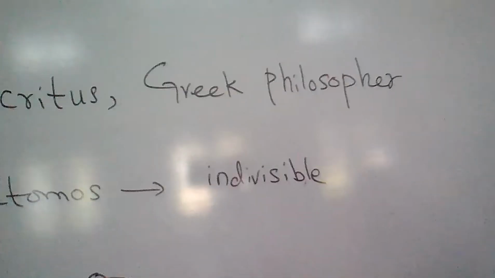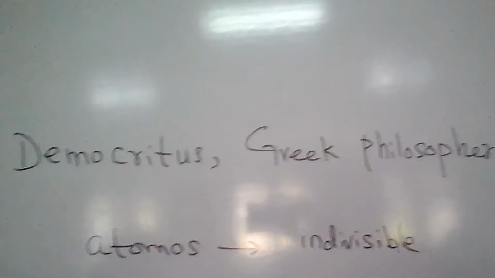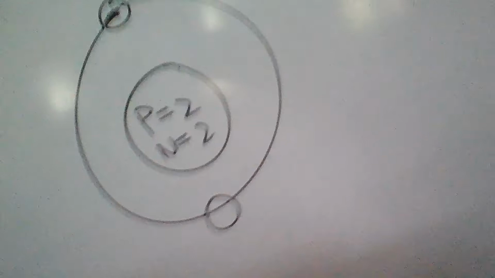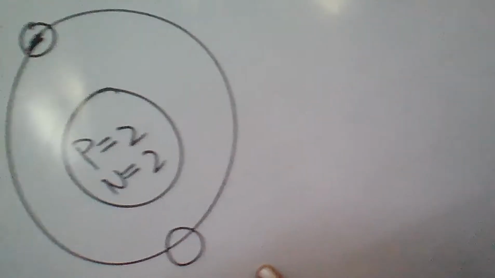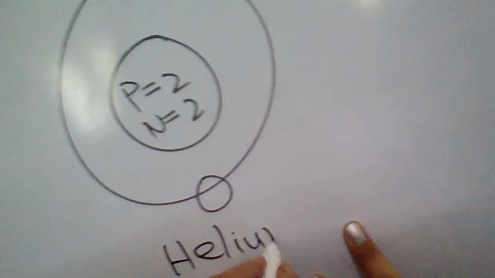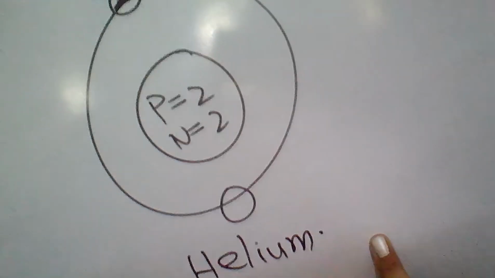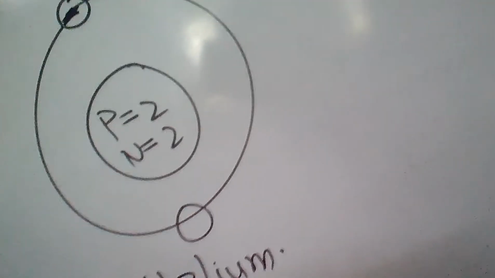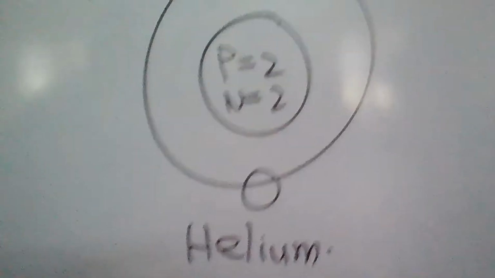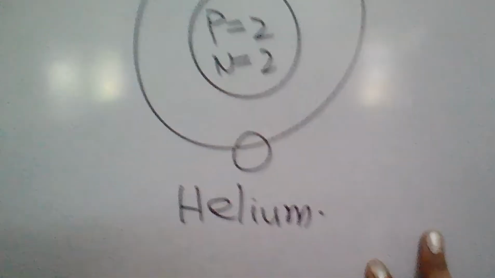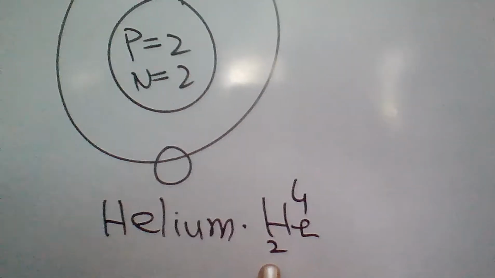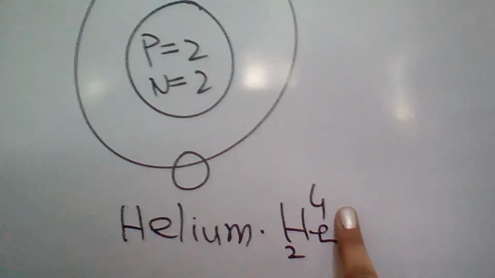Now, we can take an example of the helium atom. This is the structure of a helium atom. Helium's atomic number is 2 and mass number is 4. So, we can also write it as helium 2, 4. This is the atomic number and this is the mass number.